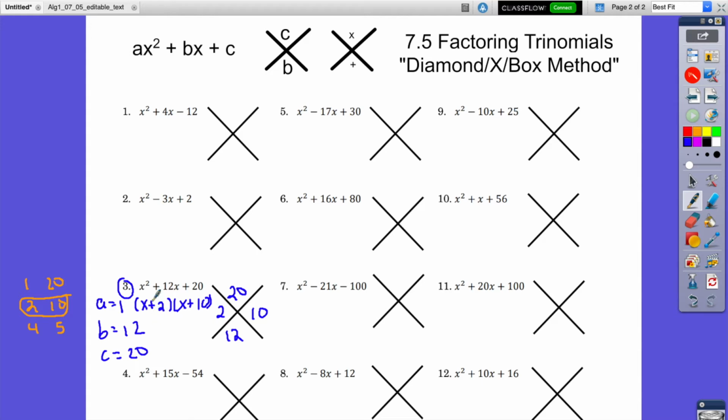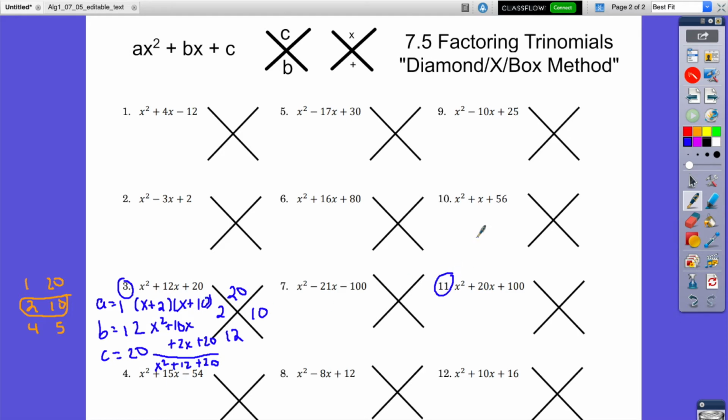And if you want to check it, you can multiply it out. X times x is x squared. X times 10 is 10x. 2 times x is 2x. And then 2 times 10 is 20. And then when we add those up and collect like terms, x squared plus 12x plus 20, we get our correct answer.